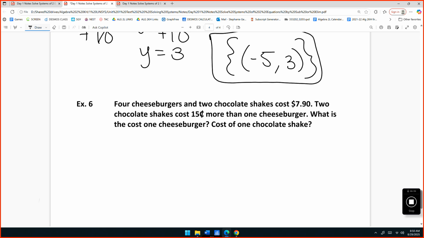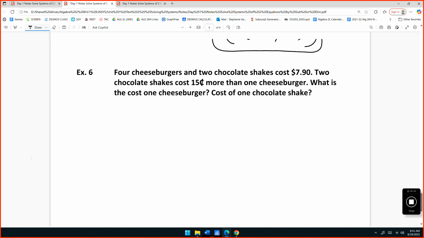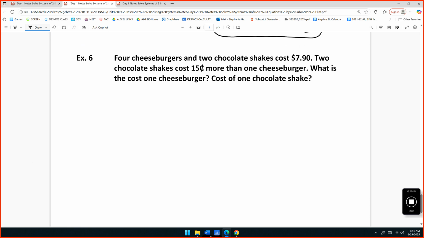You know that question about Ed Sheeran and Taylor Swift, and we were all like, wow, they only charge $15 for a VIP pass? AI made that problem. AI did not make this one, but in these crazy times, it's good to imagine living in a world where this could be a possibility, right? 4 cheeseburgers and 2 chocolate shakes cost $7.90. Why not? 2 chocolate shakes cost 15 cents more than 1 cheeseburger. What is the cost of 1 cheeseburger and 1 chocolate shake?